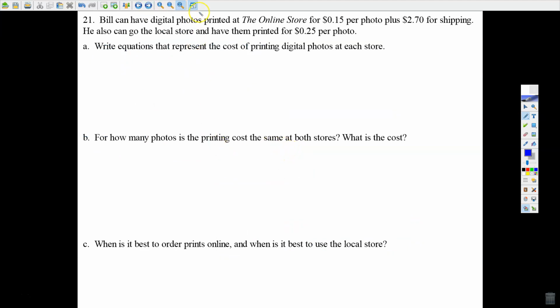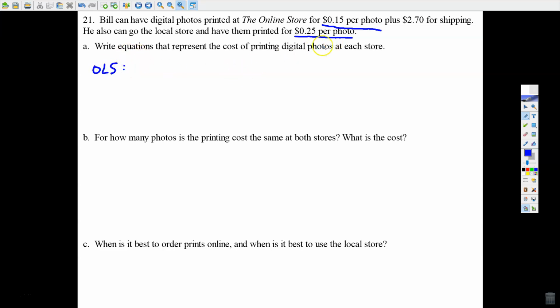All right, so this word problem: Bill can have digital photos printed at the online store, 15 cents per photo and $2.70 for shipping. So it sounds like the $2.70 is basically a flat fee regardless of how many photos are printed. So that's one option. He could also go to the local store and have them printed for a different price per photo. So the key to me in this problem is this 15 cents per photo, 25 cents per photo.